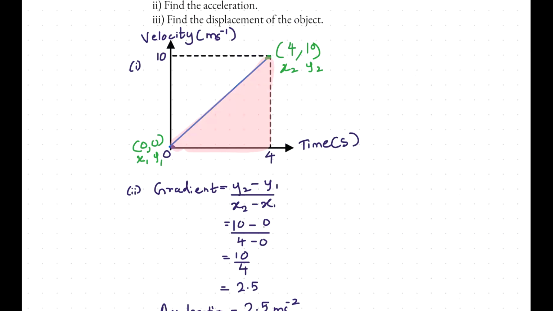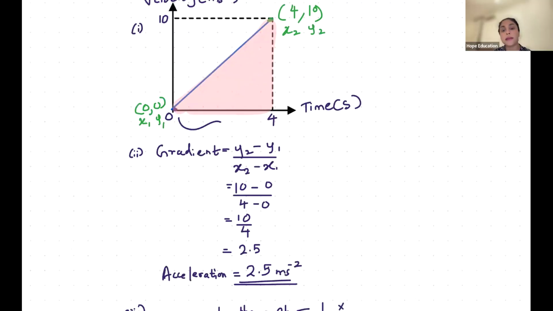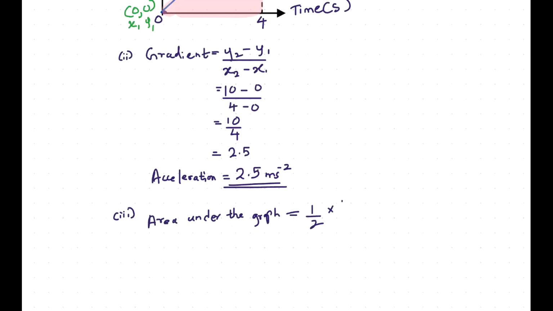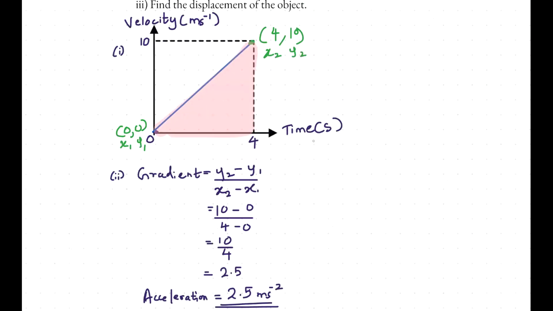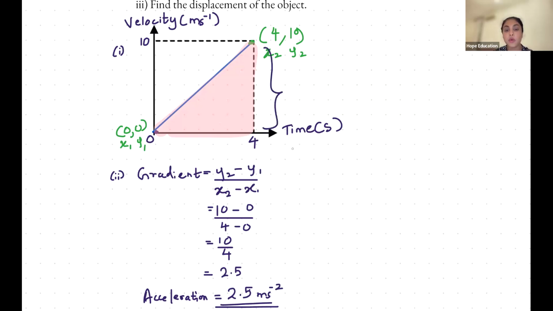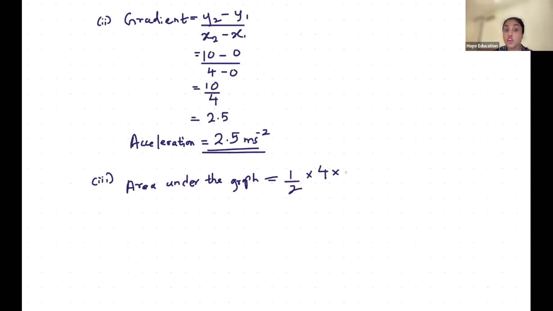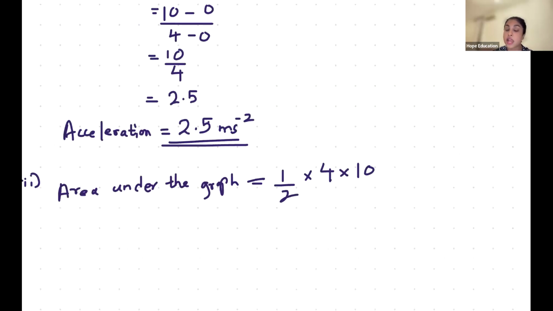4. 4. Yes. And what is the perpendicular height of the triangle? 10. 10. Others? 10. Perpendicular height is 10. Now we will simplify. 2 times 1 is 2, 2 times 2 is 4, and we have 2 and 10 remaining. Yes. 20 is the area under the graph.